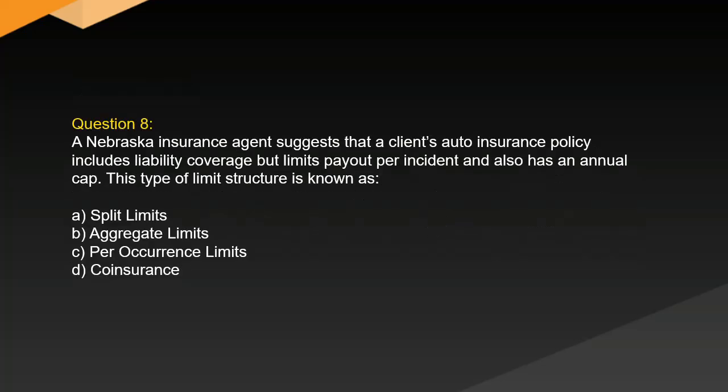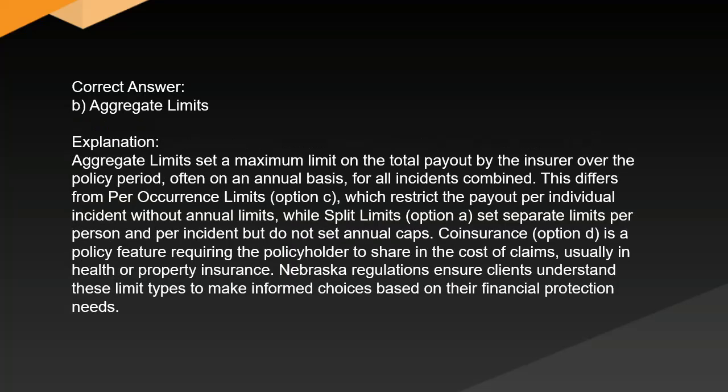Question 8. A Nebraska insurance agent suggests that a client's auto insurance policy includes liability coverage but limits payout per incident and also has an annual cap. This type of limit structure is known as A. Split limits. B. Aggregate limits. C. Per occurrence limits. D. Coinsurance. Correct answer. B. Aggregate limits.